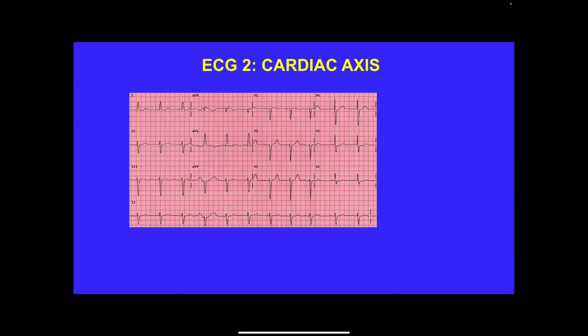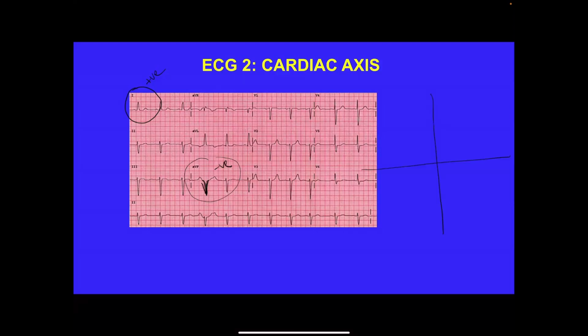Left axis. Why? Because lead 1 is positive and AVF is negative. Exactly. If you look at lead 1, the QRS is up, so that's positive. In AVF, the QRS is dipping down. This means it's negative. Okay?